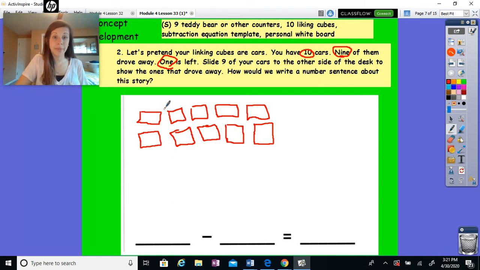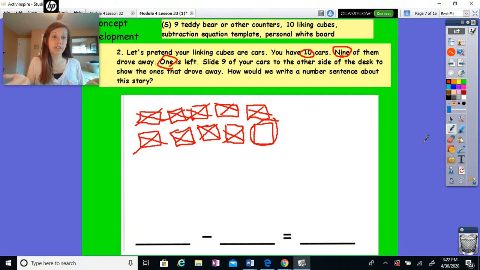Okay, so help me count. 1, 2, 3, 4, 5, 6, 7, 8, 9. Okay, and that's where I stopped because it said 9 drove away and only 1 is left. So here's my 1 that's left.